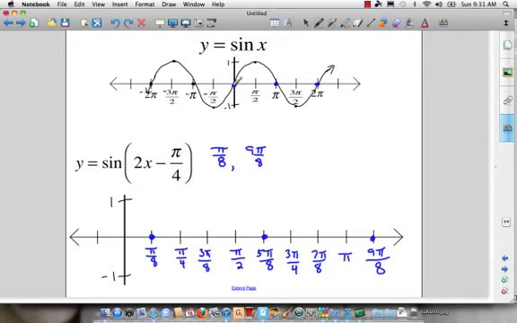And then notice that halfway between the two x-intercepts, the graph reaches its maximum of 1. So halfway between pi over 8 and 5 pi over 8 is right here at 3 pi over 8. And similar logic tells me that halfway between these two x-intercepts, the graph reaches its minimum. So that gives me enough to sketch the sine wave that has been phase shifted pi over 8 units to the right.